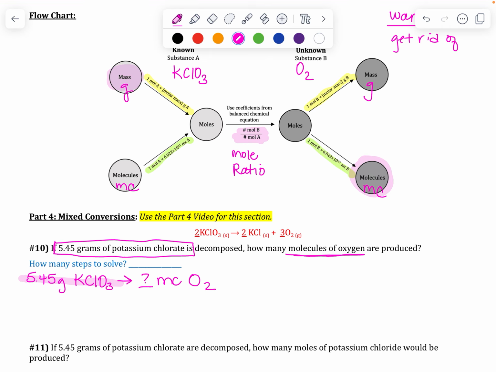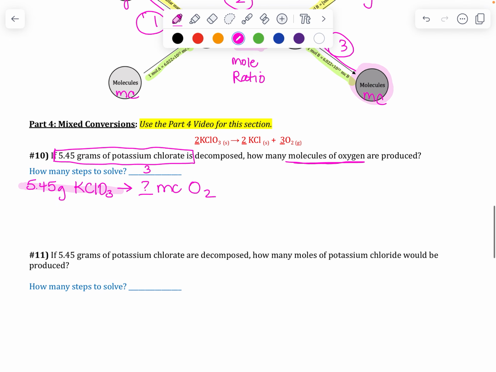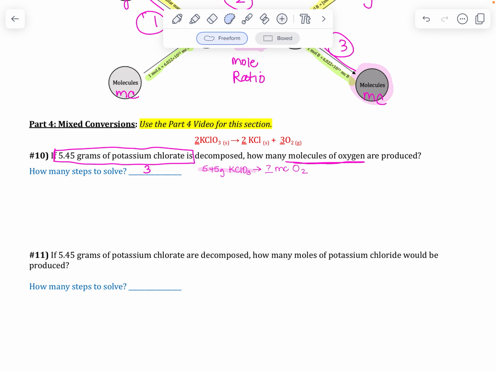And so we are going to have 1, 2, 3 steps in order to do this. As we look at that setup, we start by writing our given. So writing out 5.45 grams of that KClO3, including our units and what chemical we're talking about, so we can stay organized.